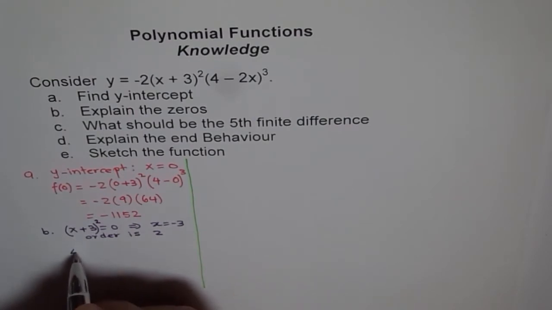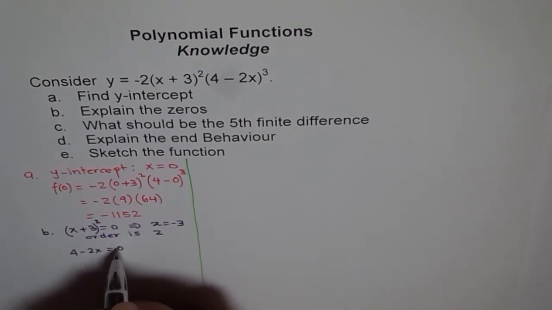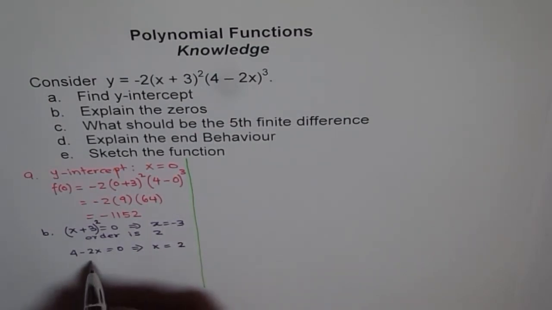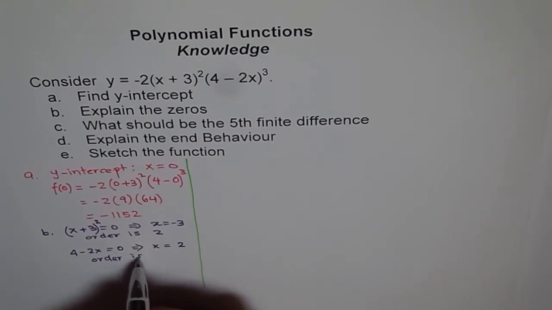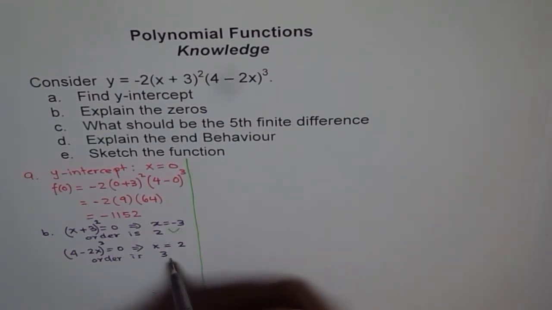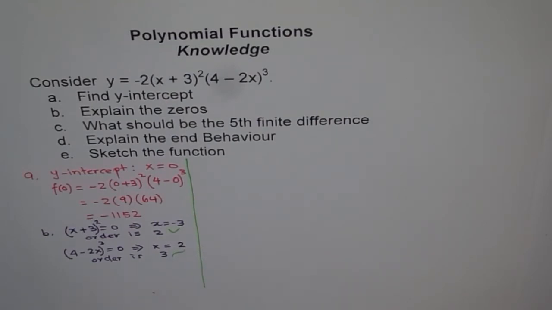The second one is 4 minus 2x equal to 0, which implies that x equals 2, right? And the order for this is 3. Why? Because this is in the factored form of cube. So these are my two zeros with their order. Order really means that here this will turn back and here this will go like this, right? That's the nature at the x-intercept for these zeros. This will bounce back and this will flatten and then go through. So that is the nature of these zeros, and that is what you can explain also.